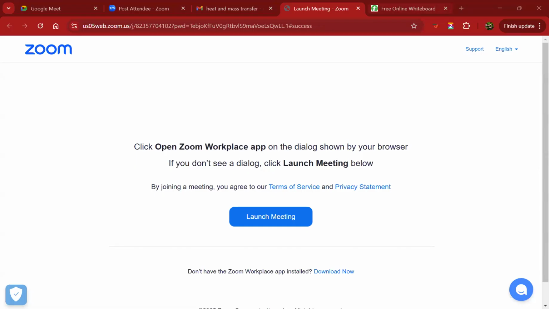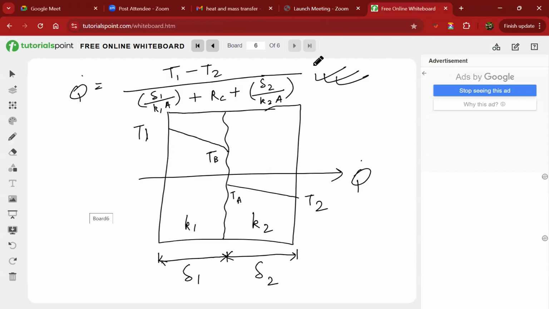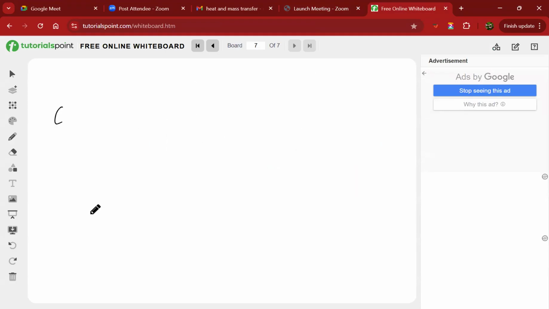Okay. So, in terms of conductive heat transfer, what is the formula for my thermal resistance? It is R_th is equal to L by kA, or here I am writing it as delta by kA.